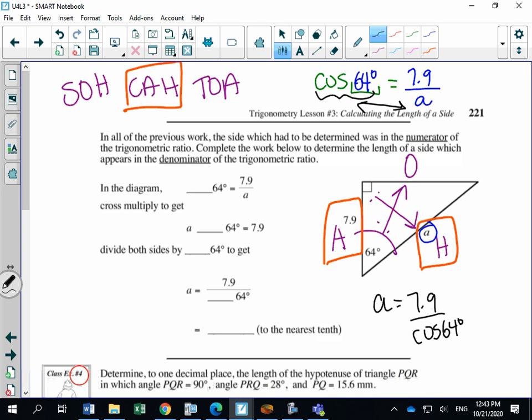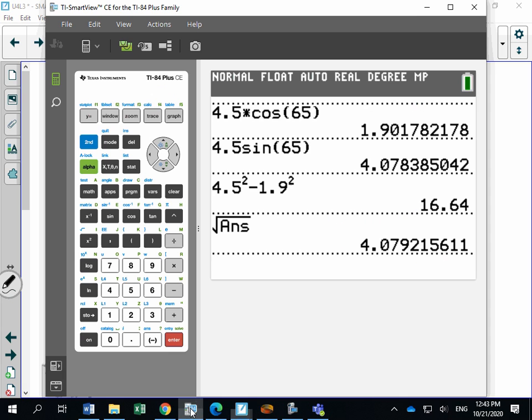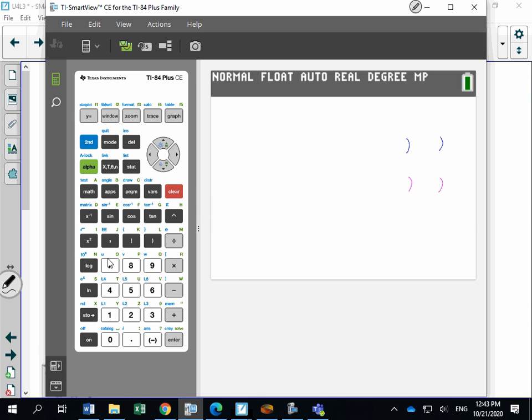Essentially what I did is I cross-multiplied in one step. Like if you cross-multiply this and then divide, you would get this answer here. So I just cross-multiplied in one step. A is equal to 7.9 divided by the cos of 64. So 7.9 divided by the cos of 64 degrees, and that is equal to 18.02.